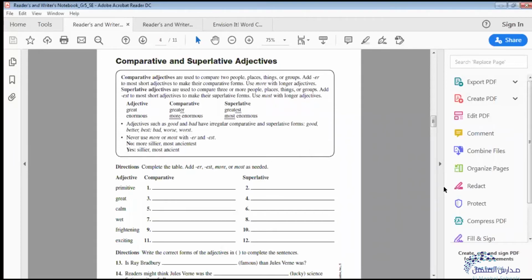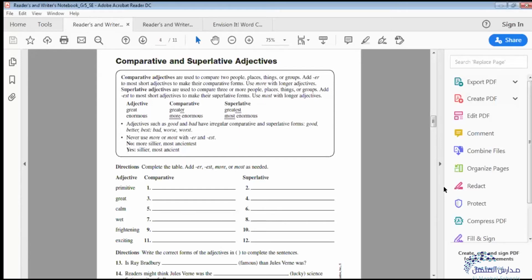You have wonderful. When you are comparing 3 or more, you say what? Most wonderful. Most convenient. Most expensive, for example. Use most because these adjectives are very long, right?